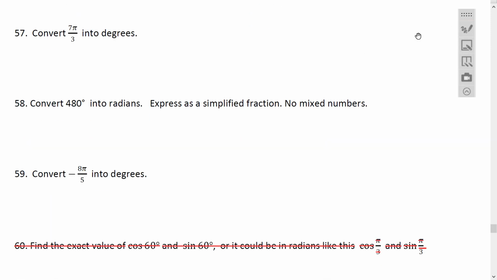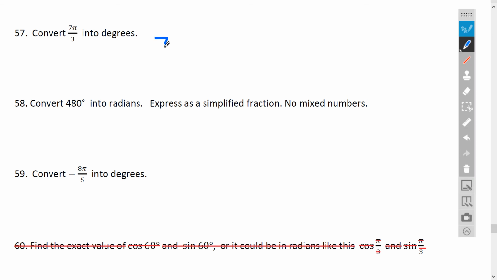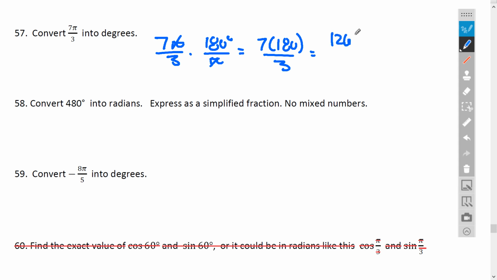57, convert 7 pi over 3 into degrees. So 7 pi over 3, to convert to degrees, we multiply by 180 degrees over pi. So the pi's cancel, so we got 7 times 180 over 3. 7 times 180, that's 1260 over 3 degrees, which is 420 degrees.